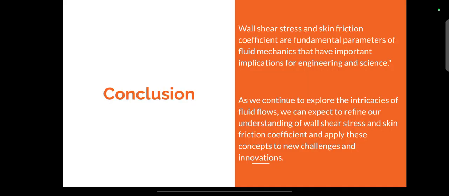So this is the conclusion. Wall shear stress and skin friction coefficient are fundamental parameters of fluid mechanics that have important implications for engineering and science. As we continue to explore the intricacies of fluid flows, we can expect to refine our understanding of wall shear stress and skin friction coefficient and apply these concepts to new challenges and innovation. So this one is for the future, what we will further understand.